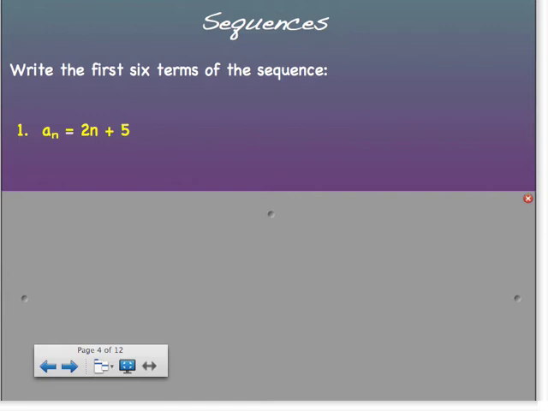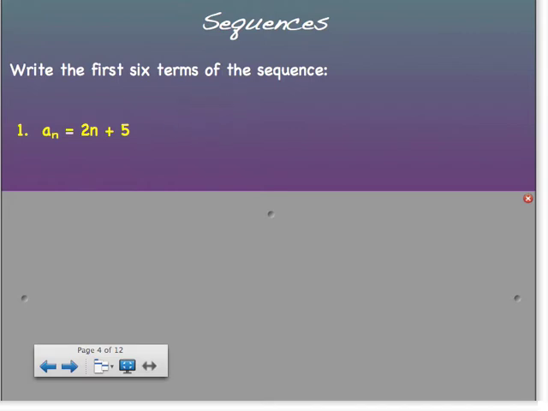Now remember, n is the input. N is what you're actually plugging in. So if I want to write the first 6 terms, I've already told you that the inputs should start with 1, 2, 3, 4, 5, etc., all the way up until whenever we stop. In this case, we're going to stop at 6 because we want the first 6 terms. Okay, and I think the red looks pretty good.